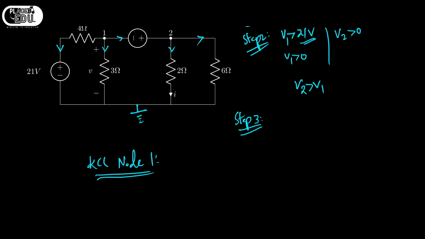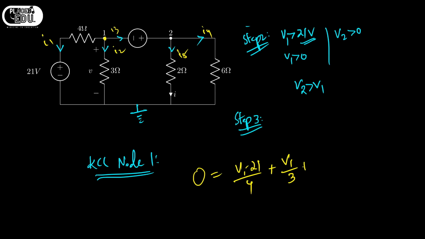So I am writing KCL at node 1. At node 1 there are no currents entering into the node. So current entering the node is 0, which equals current leaving the node, that is this current, let it be I1, this is I2, I3, I4, I5. Okay, so 0, and the current I1 is nothing but (V1 minus 21) by 4. Okay, what is I2? It is V1 by 3.